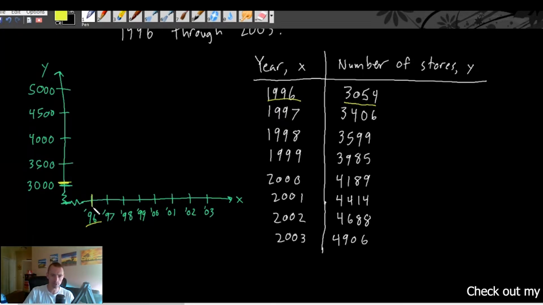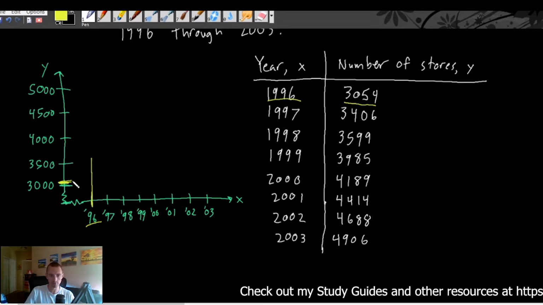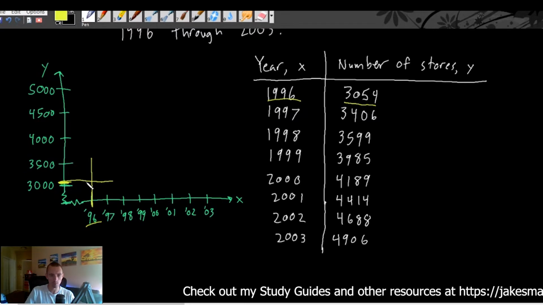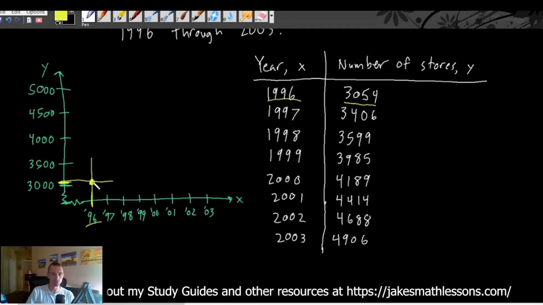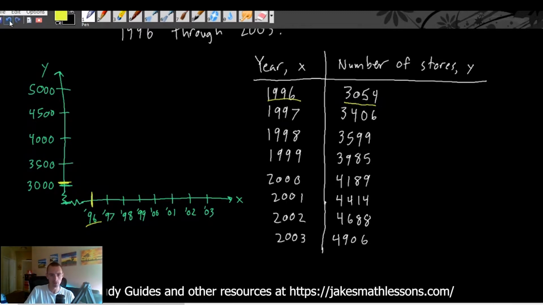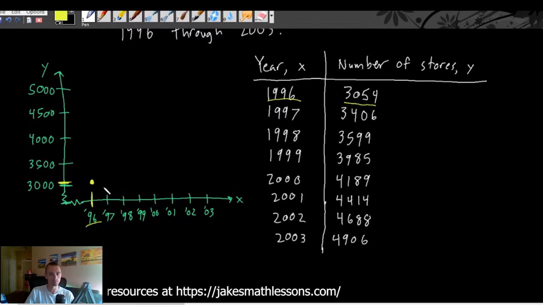And then basically what we want to do is draw a vertical line up from 1996 and a horizontal line over from 3054. And wherever those intersect is where we want to draw our point. So we'll just draw our point right there. Let me erase the lines and just put our point right there. So that's one of the points of our scatter plot, okay?